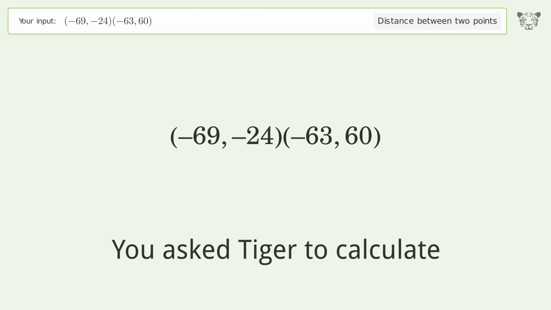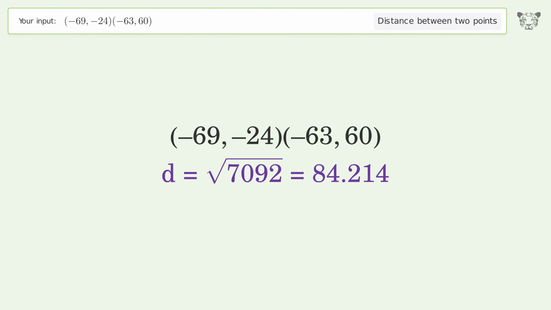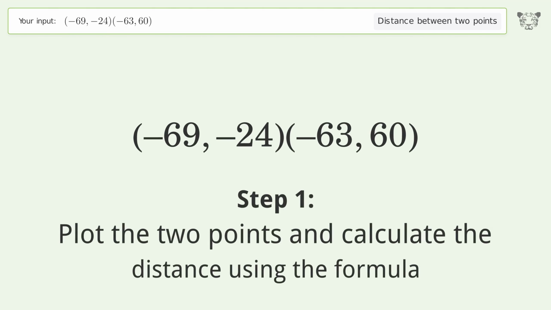You ask Tiger to calculate. This deals with the distance between 2 points. The distance between the 2 points is the square root of 7,092, or 84.214. Let's solve it step by step. Plot the 2 points and calculate the distance using the formula.